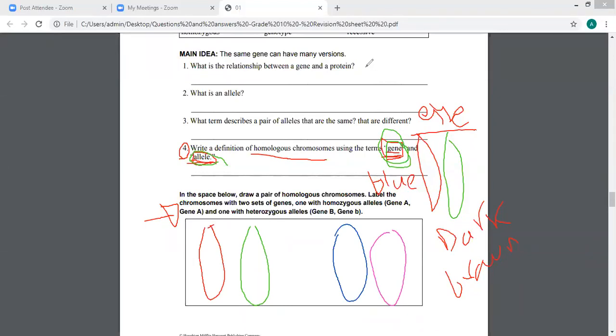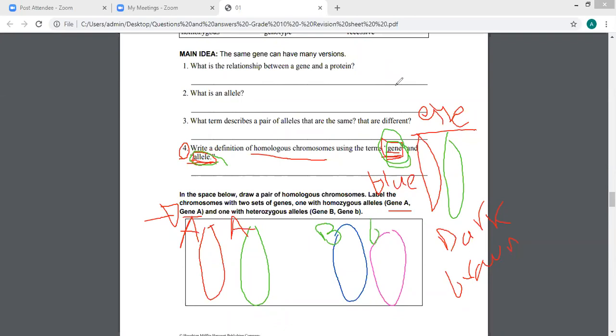Firstly, we'll start with the homozygous. Homozygous chromosomes are similar, carry the same gene, and have the same alleles. So, in the first one, we will write gene A, and in the second one, the same gene A, as the question asked. But in the second pair, heterozygous, gene P and gene P.